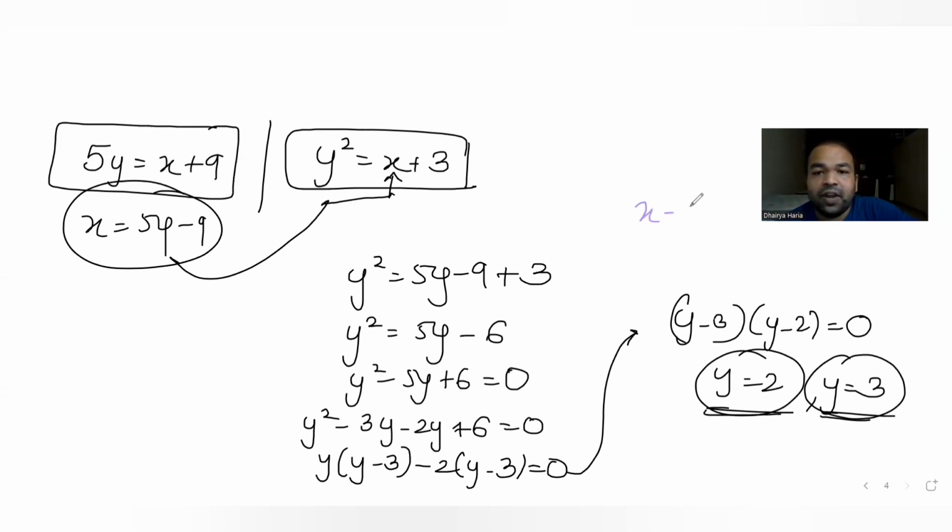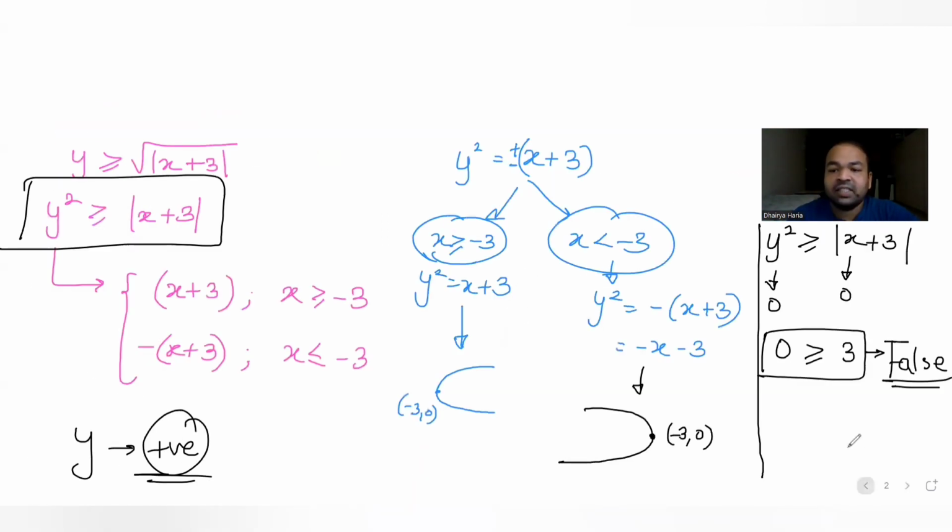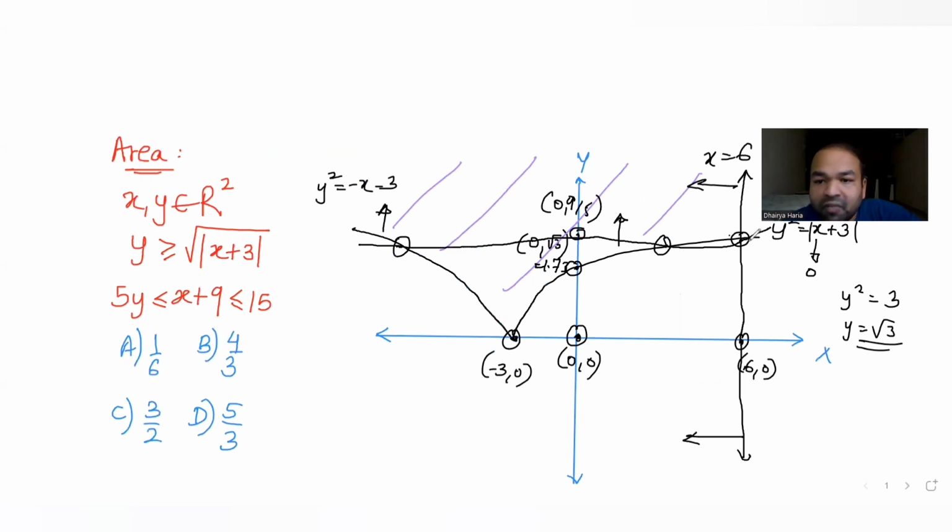We know x is 5y minus 9. So if I put y as 2 here, I get x is 1. So one coordinate is 1 comma 2. The other coordinate, if I put y as 3, it becomes 5 into 3, 15. 15 minus 9 is 6. So I'm getting 2 points of intersection of the parabola with the line. One is exactly at this point, if you understand.